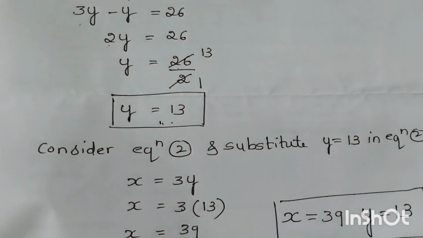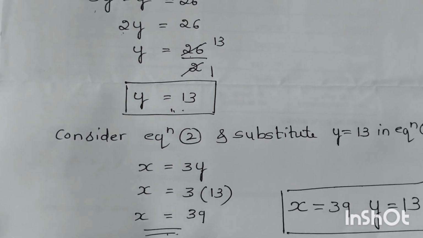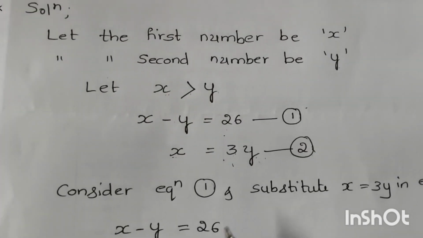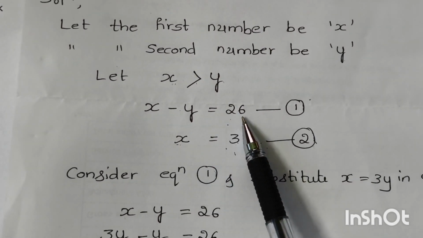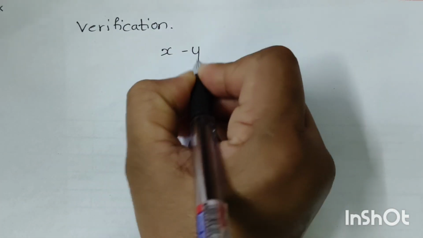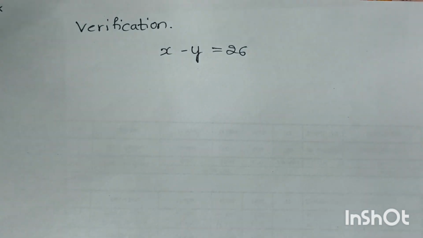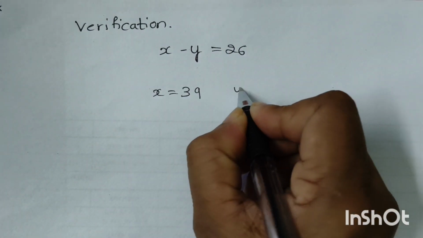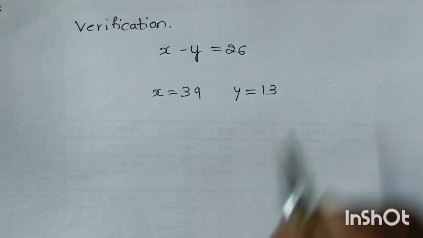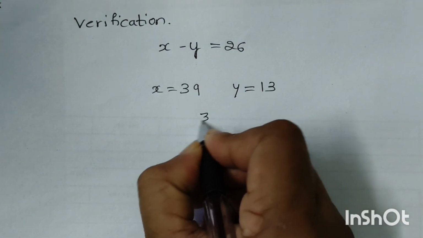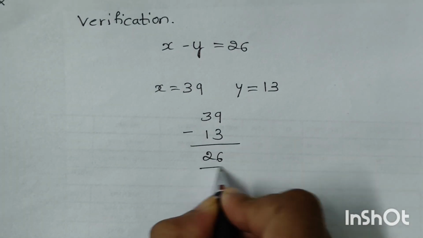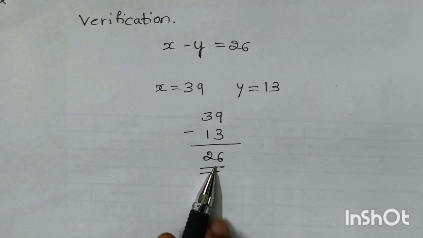But in the exam, no need to verify your answers. But let us do the verification here. Verification. In the question, what did they tell you? The difference between two numbers is 26, isn't it? x minus y is equal to 26. They have given this one. So we got the value of x as 39 and y as 13. When you do the difference, that is 39 minus 13, how much is it? 26, right? Therefore, this is correct.